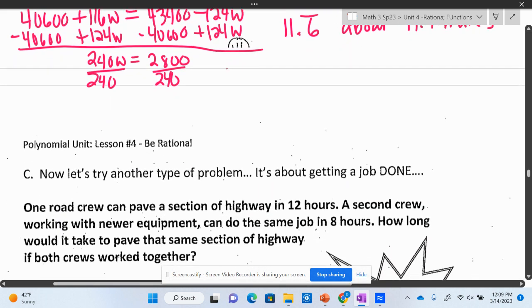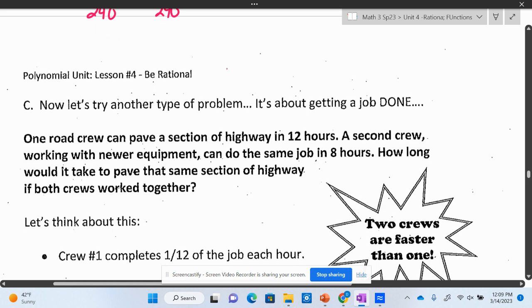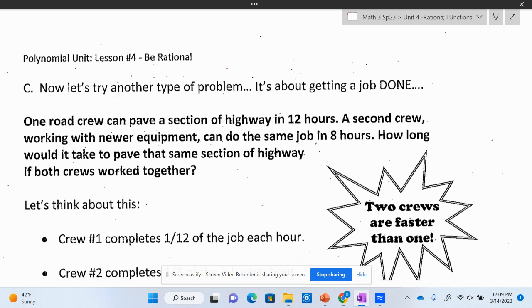Okay. All right. So now we're going to look at another type of problem, and it's about getting a job done. A road crew can pave a section of highway in 12 hours. So the whole crew paves a section of the highway in 12 hours. A second crew working with newer equipment can do the same job in 8 hours. So we're doing the same job. How long would it take to pave the same section of highway if both crews work together?